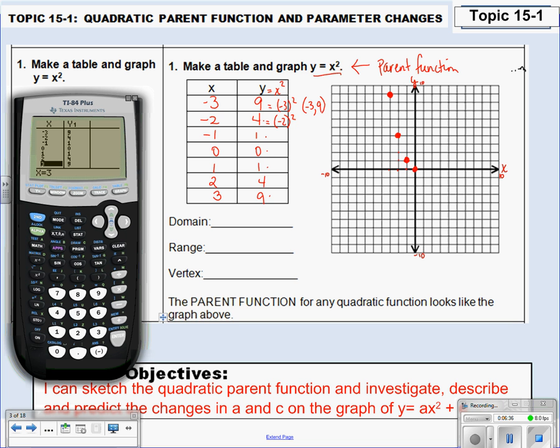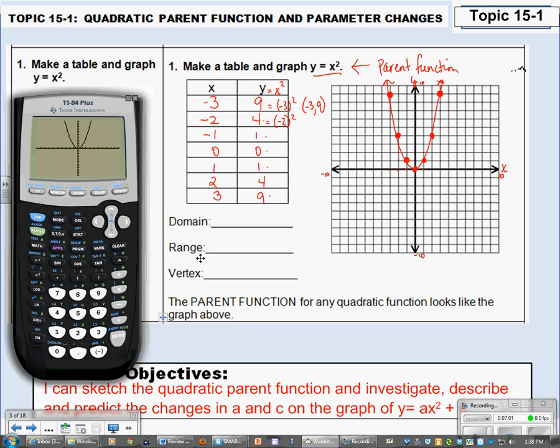We got our 0, 0. When x is +1, y is +1. When x is +2, y is +4. And when x is +3, y is +9. Now I'm going to connect the dots so that I get a U-shaped graph, just like what was on the calculator. So I'm going to move back to my graph, and sure enough, I have a U-shaped graph like was on the calculator.